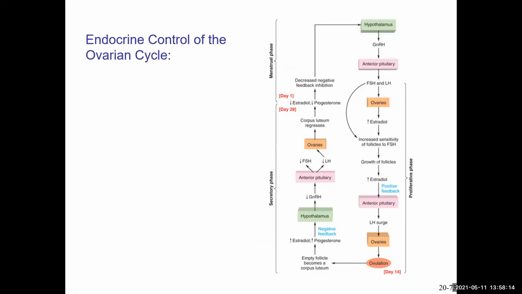Endocrine control of the ovarian cycle, we have gone over this in the endocrine system. So you see the hypothalamus releases gonadotropin releasing hormone, and then all the way we have talked about this, so I'm not going to go again. Okay.